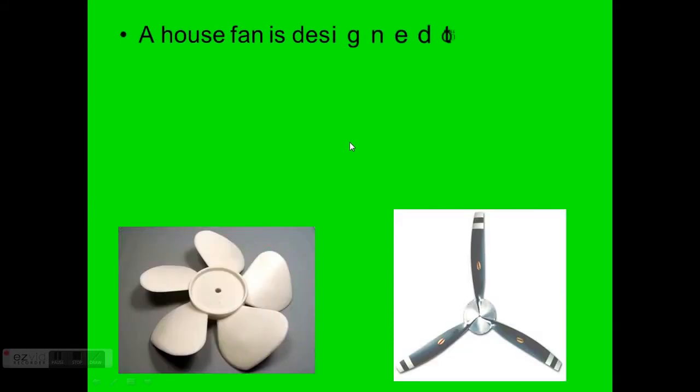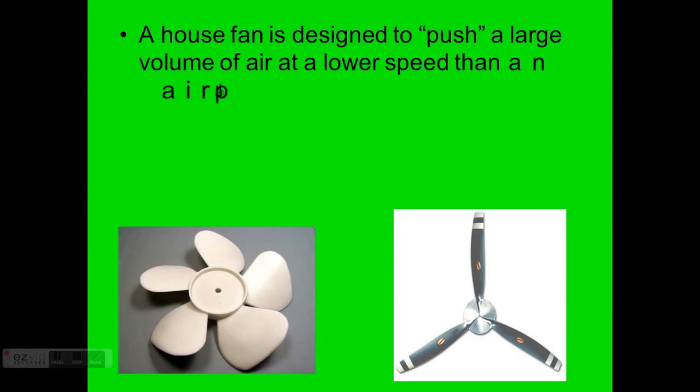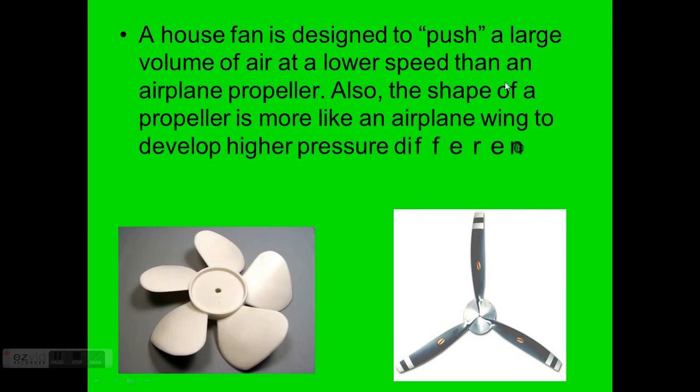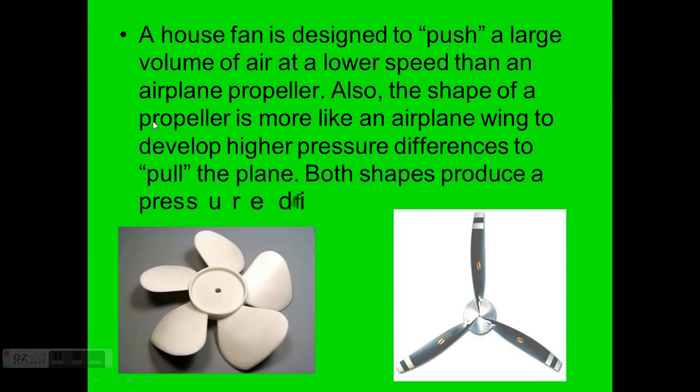So let's go back to this whole thing about the fan. A house fan is designed to push a large volume of air at a lower speed than an airplane propeller. Also, the shape of an airplane propeller is more like an airplane wing to develop higher pressure differences to pull the airplane. Both shapes produce a pressure difference. So yep, both of these things create pressure difference, but because house fans are made with cheap electric motors that don't have a lot of power and don't run very fast, we basically need a big fin to be able to push a large volume of air. We don't want that box fan sitting in your living room to take off like an airplane.